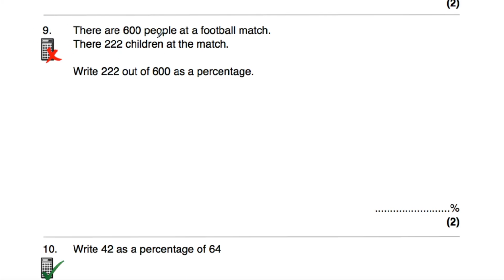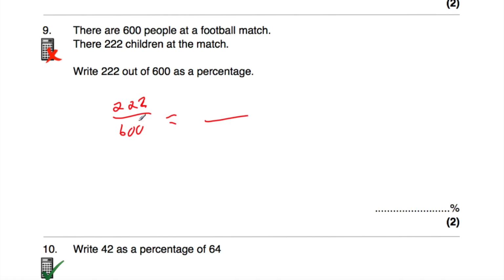So question number 9 says there's 600 people at a football match, and there are 222 children at the match. And we've been asked to write 222 as a fraction of 600, and to give our answer as a percentage. Okay, so I've written it as a fraction. Now we want to get from this fraction to a percentage. So to go from a fraction to a percentage, well, we could divide the numerator by the denominator. Now, I don't really fancy doing 222 divided by 600.